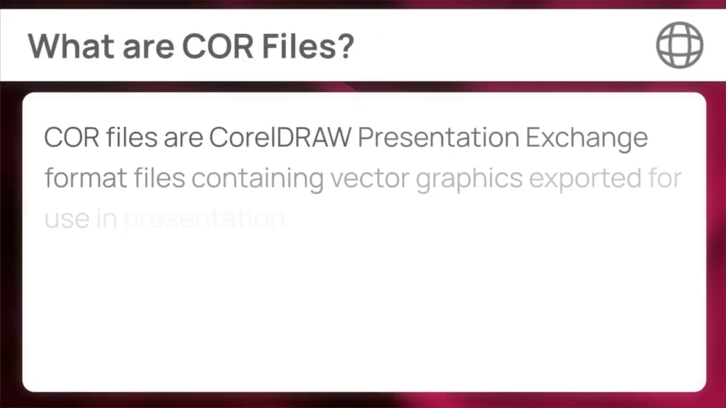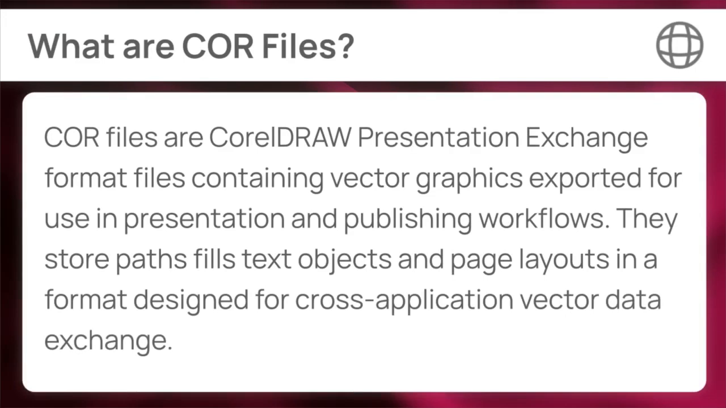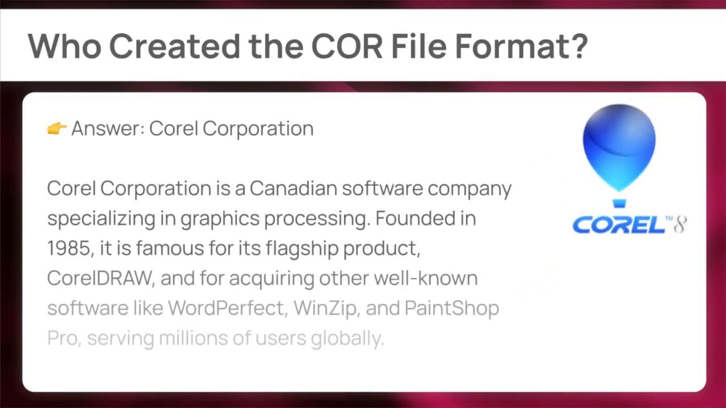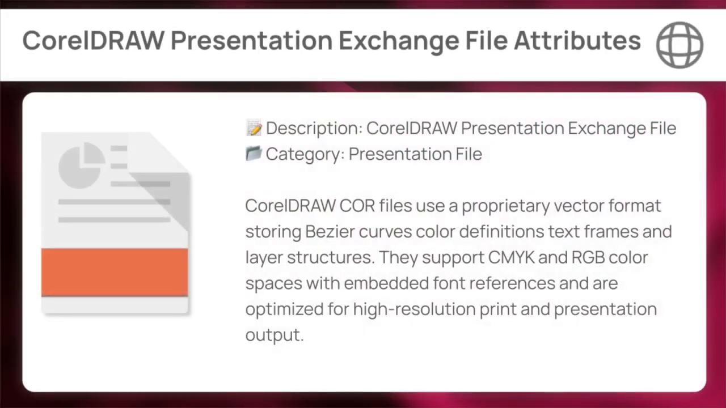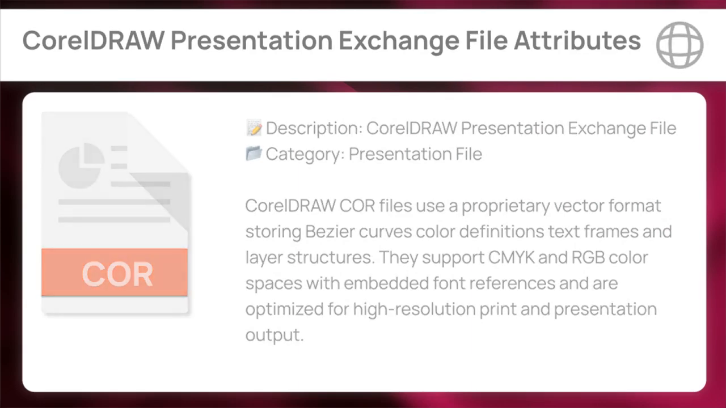COR files are CorelDRAW Presentation Exchange format files containing vector graphics exported for use in presentation and publishing workflows. They store paths, fills, text objects, and page layouts in a format designed for cross-application vector data exchange. CorelDRAW COR files use a proprietary vector format, storing Bezier curves, color definitions, text frames, and layer structures. They support CMYK and RGB color spaces with embedded font references and are optimized for high-resolution print and presentation output.